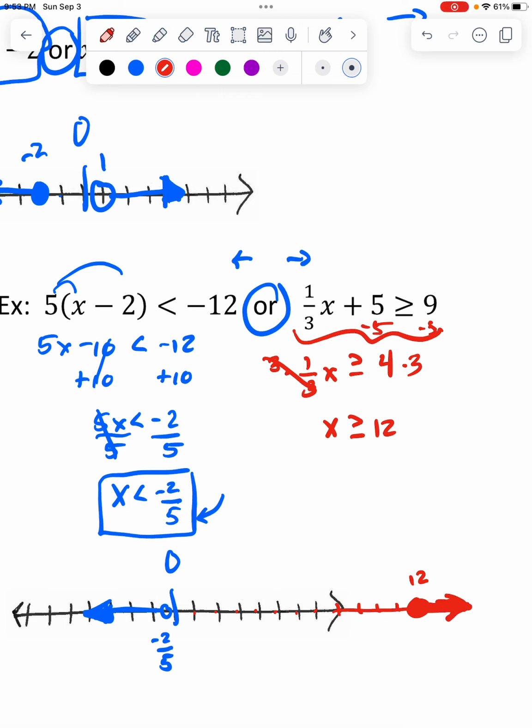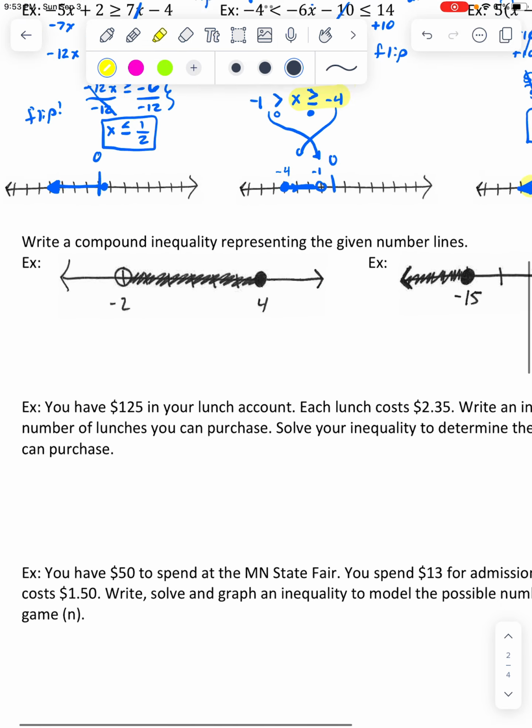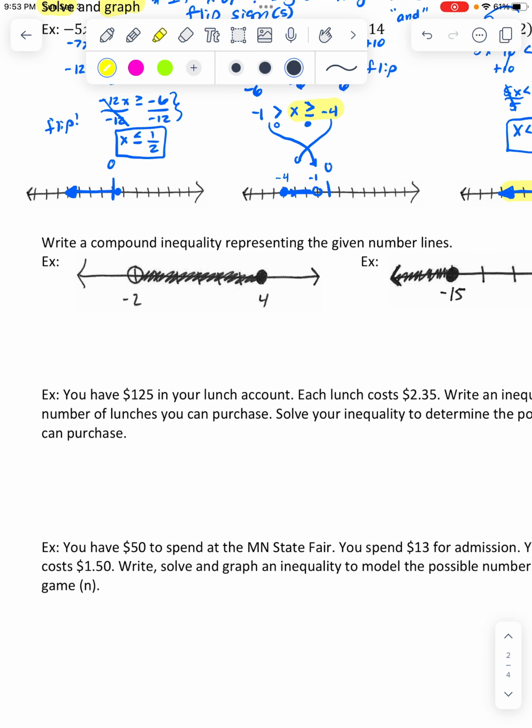So both the red arrow and the blue arrow are a part of my actual graph. You're saying with an or statement, it's okay to be down here less than negative 2/5 or anywhere up here greater than or equal to 12. So that or includes all of those options. Here we're doing the opposite. They're giving us a graph and we're supposed to write the compound inequality.